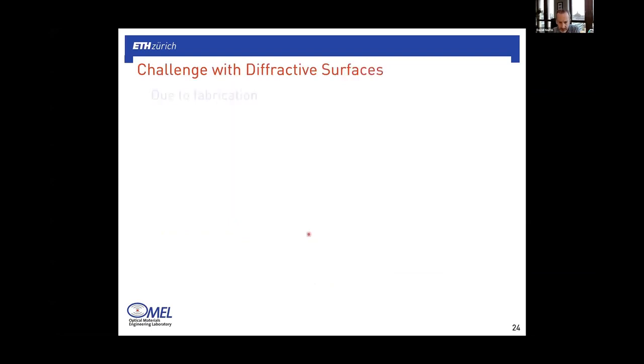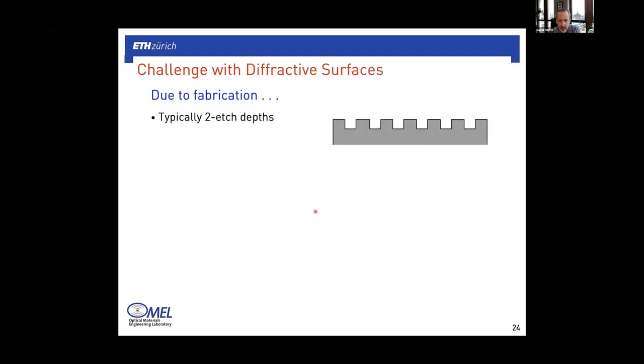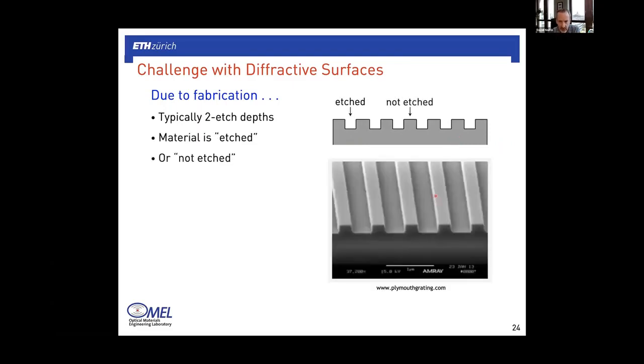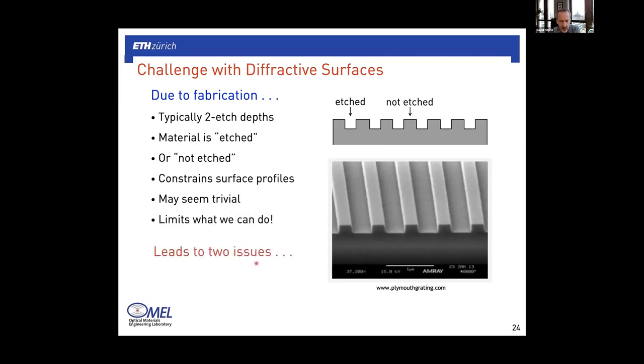And the problem is that due to fabrication, we're typically limited to only 2 etch depths in our surface. So as I've shown in all of my cartoons to this point, we have 2 etch depths, meaning that the surface is either etched or it's not etched. And so here is this SEM electron micrograph that I took from the internet showing such a grating. And of course, this constraint constrains the surface profiles that we can get. And this may seem like a trivial problem, but it actually limits what we can do with our diffractive surfaces. And in particular, it leads to 2 issues.